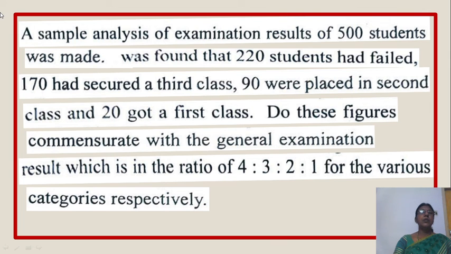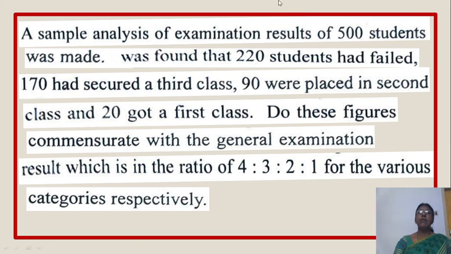Now we see the next problem. A sample analysis of examination results of 500 students was made. It was found that 220 students had failed, 170 had secured third class, 90 were placed in second class and 20 got a first class. Do these figures commensurate with the general examination result, which is in the ratio of 4:3:2:1 for various categories respectively?